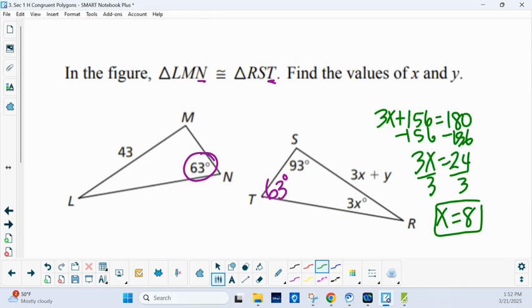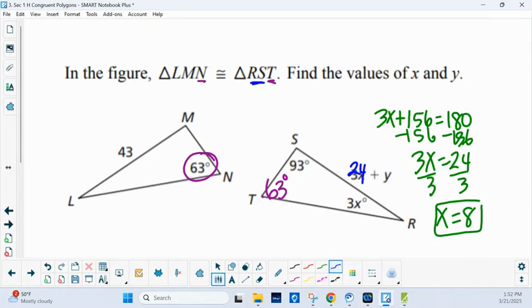Now we can use that to help us figure out y. What was 3x? 24, or 3 times 8. So that's 24. Okay, so 3x plus y is representing side SR. Look at our diagram. What side matches with SR? LM. Do we know the length of LM?